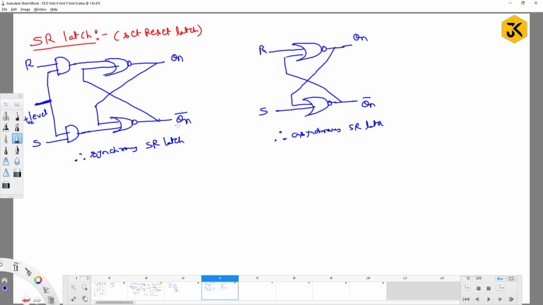But coming to the synchronous SR latch, what will happen? When the signal is a positive signal, only then our circuit is going to be active and work perfectly. Whereas in the asynchronous SR latch, there is no controlling here. Here, definitely there will be a kind of control. I can call it synchronous, right? Now try to observe how it will work.